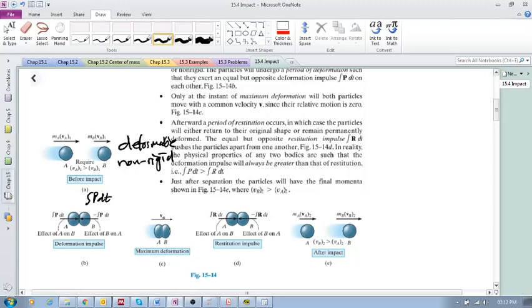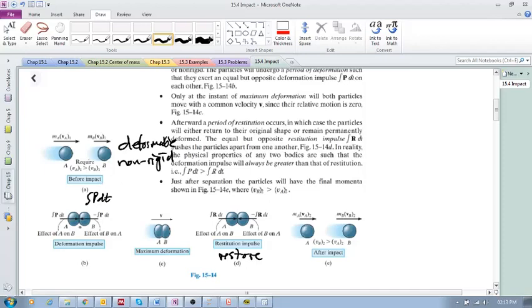Very important. Then they begin to restore, just like a spring restores after maximum compression. They begin to apply an impulse on each other again, called the restitution impulse, equal and opposite: plus restitution impulse, minus restitution impulse, and then they separate. After impact we've got different momenta, a different velocity after impact for A and a different velocity after impact for B. So this is what is happening during collision, during impact.